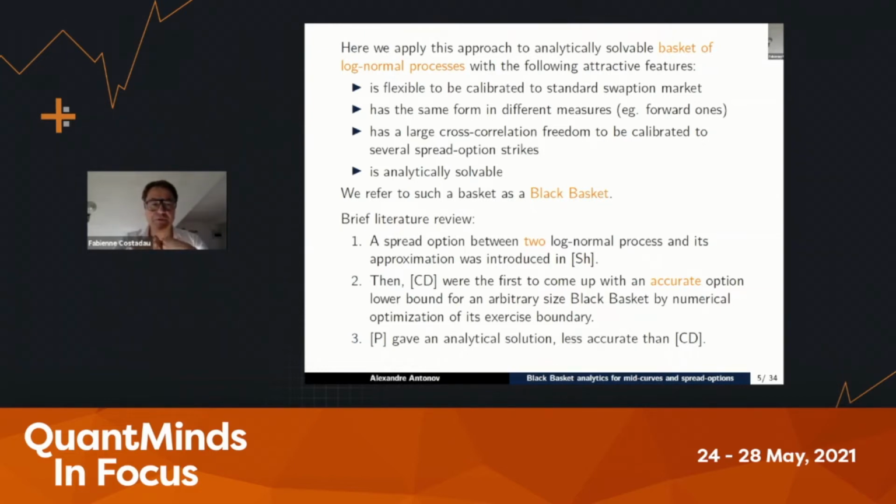Just to mention several references. First, a spread option between two log-normal processes and its approximation was introduced in Shimko more than 20 years ago. Then Carmona and Durrleman were the first to come up with an accurate option lower bound for a Black basket of arbitrary size by numerical optimization of its exercise boundary. And later Pellegrini gave, for example, an analytical solution, which is less accurate than Carmona and Durrleman.